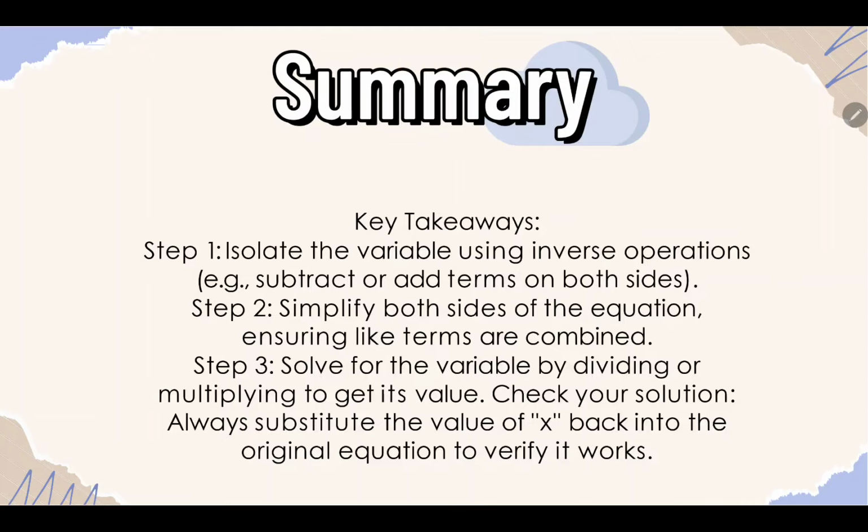Now, one thing that I didn't mention is like terms. Like terms are terms that are the same or very similar that you could add together and subtract together. When they're not like terms, they cannot be added or subtracted together. Whereas with like terms, you could do any of the operations together. Step 3, solve for the variable by dividing or multiplying to get its value.